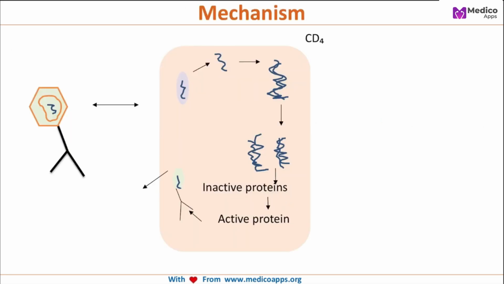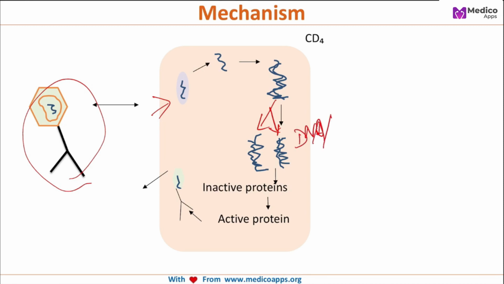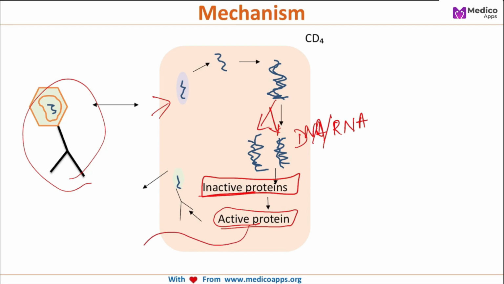the cell. Okay. So this is the virus that is sending its genetic material inside the human cell, where it fuses with the cell and undergoes replication. This replicated DNA or RNA, any genetic material, forms inactive proteins. When these proteins are converted to active proteins, they release the mature virus outside the cell. This is the mechanism of viral multiplication.